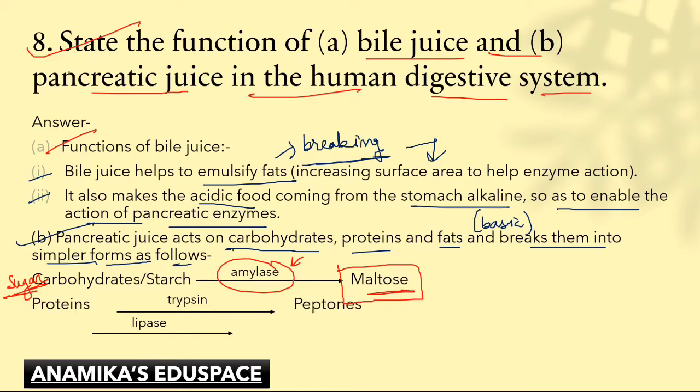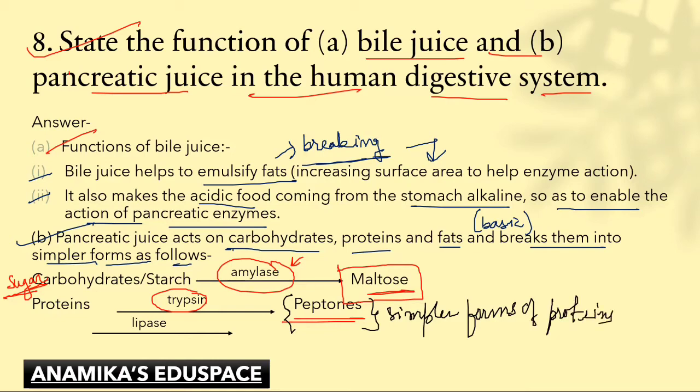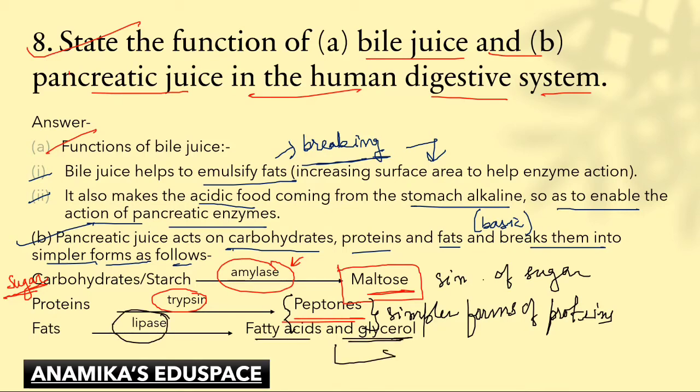Next, proteins with the help of trypsin are broken into peptones. Okay, so peptones are the simpler forms of proteins. Clear? Maltose is the simpler form of sugar. Now fats are broken down by the help of the enzyme lipase into fatty acid and glycerol. So these are the simpler forms of fats. Very good. You are now able to answer the question. Now let's move to the next question.